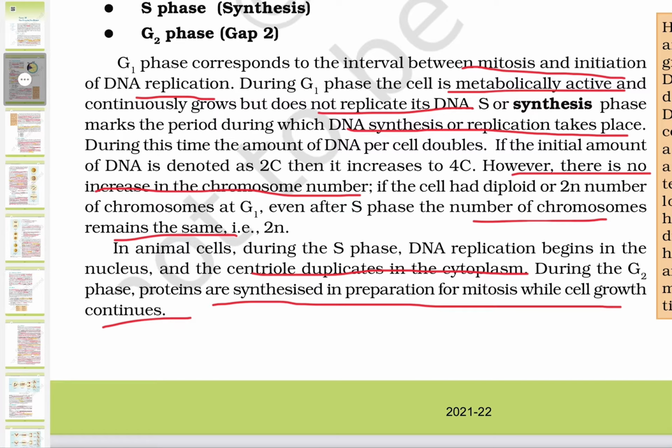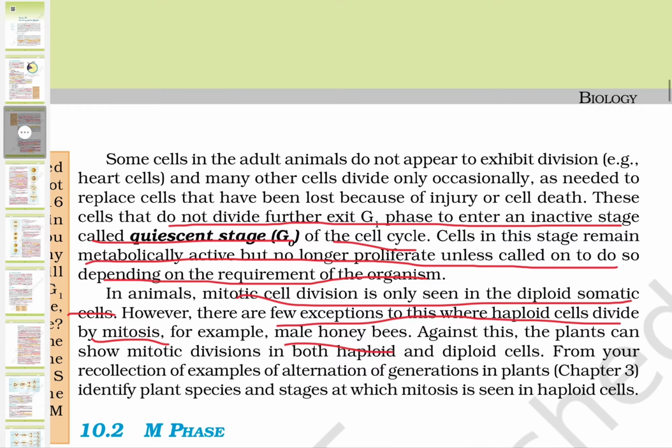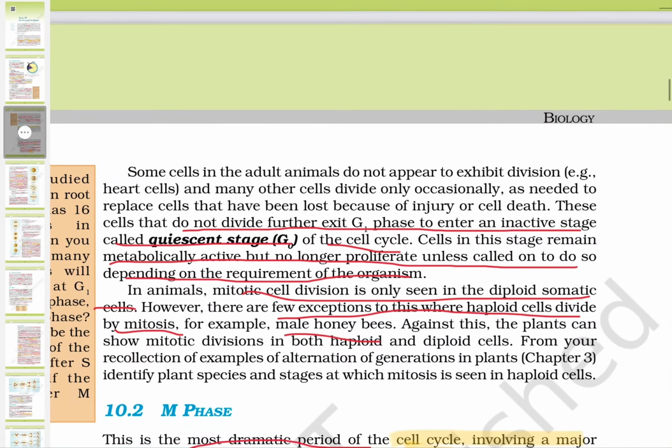In G2 phase, we have protein synthesis in preparation for mitosis, where the cell growth continues. Now there are some cells that do not divide continuously. They exit the G1 phase and enter into an inactive stage. We call that the quiescent stage of the cell cycle. Cells in this stage are metabolically active, but they don't proliferate unless they are asked to do so.